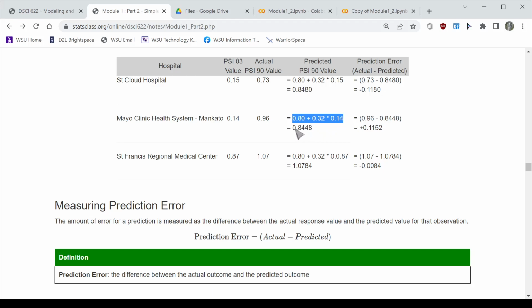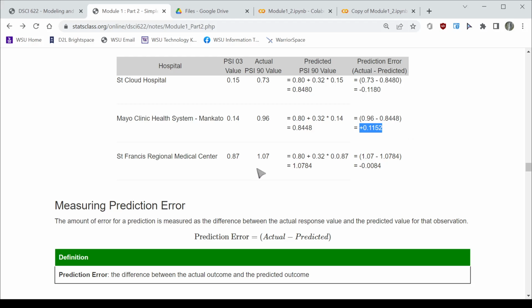50 or so, their actual value is higher than this prediction. So Mayo Clinic Health System, for some reason, has a higher composite patient safety score than what I would expect. If I do the prediction error for that, I'm going to end up with a positive 0.1152.